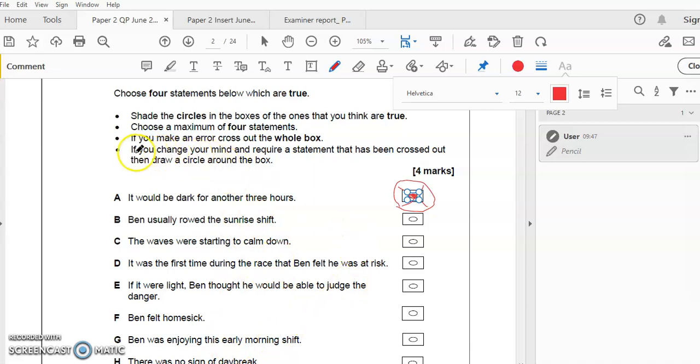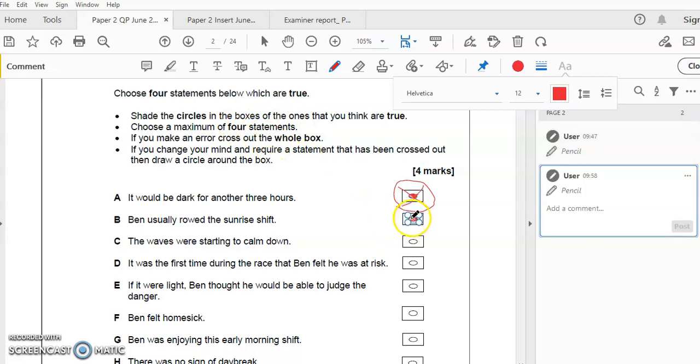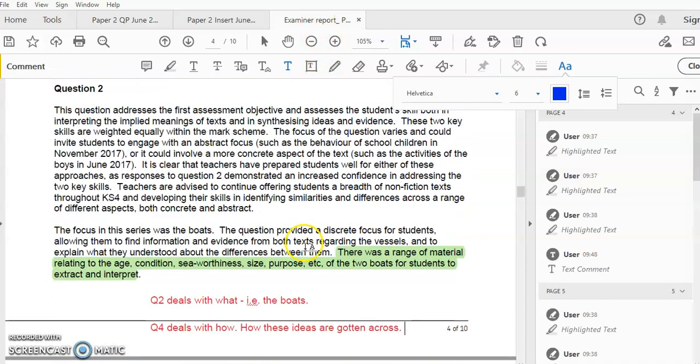Something else to bear in mind is do pay attention to this. What you do is, if you think this answer is correct, you shade in a little circle in the middle of the box. If later you go back and think that's wrong, you put a cross through it. And if later still you go back, change your mind and think it's right, you put a circle around it. Okay? Dead simple. Well, not really. Actually, it's quite complicated, but do pay attention to that bit. So, moving through to question 2.